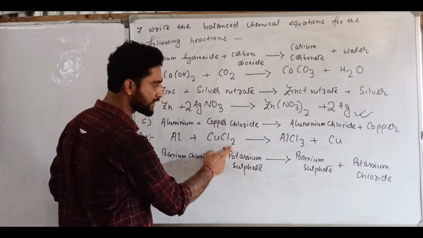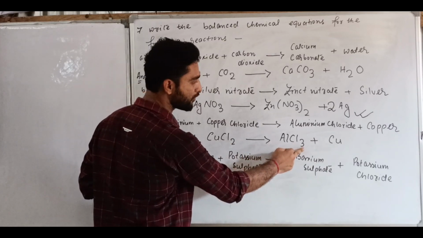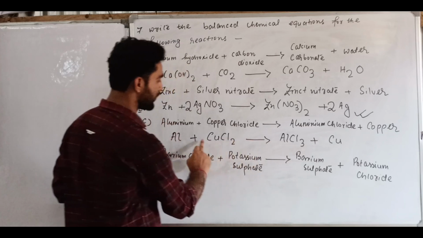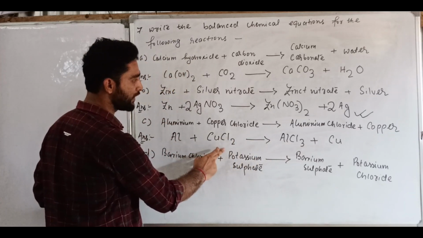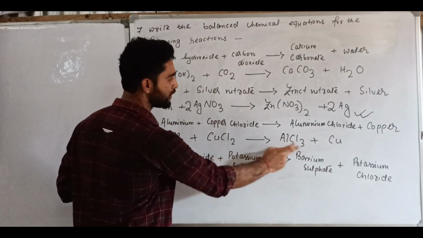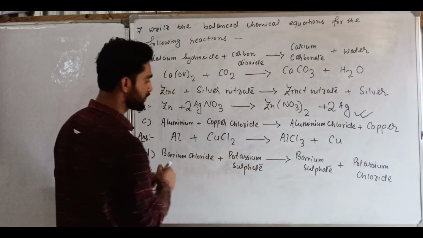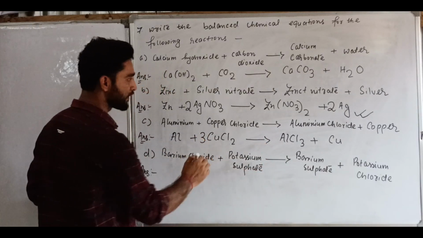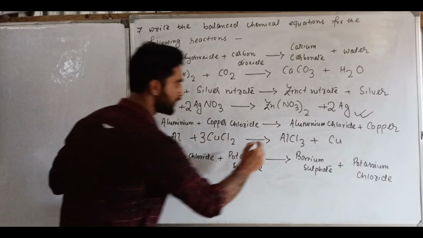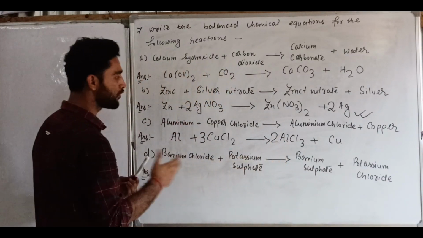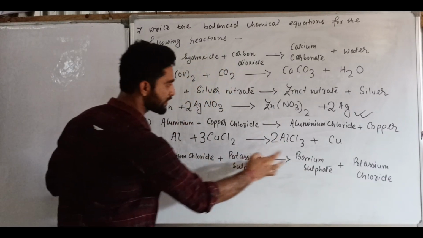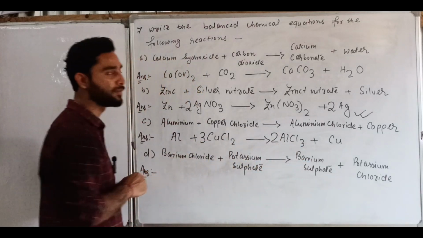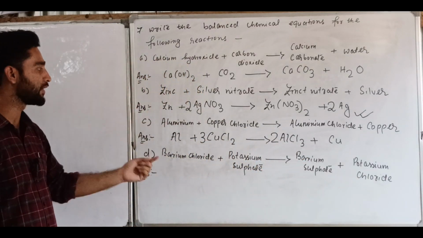This side number of chlorines are less. This side number of chlorines are more. So if I put here 2 the total will be 4. So here if I put 3 the total will be 6. So if I put 3 here and 2 here, now the chlorine will become balanced. 3 to the 6. Here 3 to the 6. Chlorine will become balanced. Now again, check from the beginning.